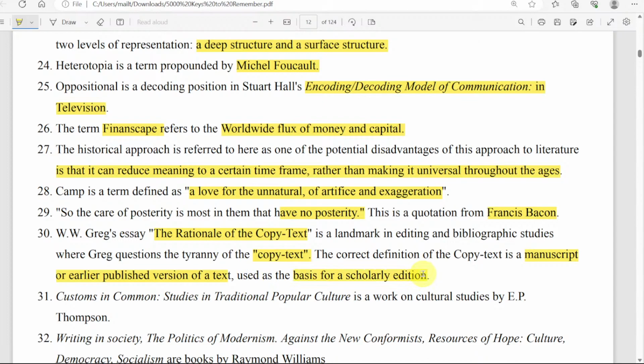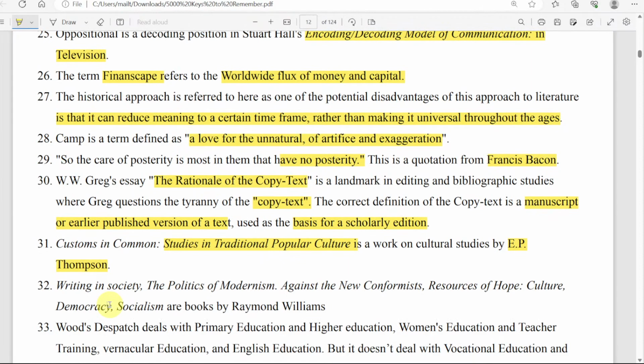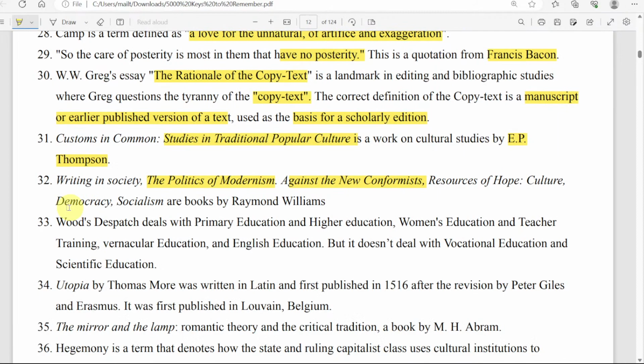And Customs in Common, Studies in Traditional Popular Culture, this is a work by E.P. Thompson. And Writing in Society, The Politics of Modernism: Against the New Conformists, and Resources of Hope: Culture, these are the books by Raymond Williams. Wood's Dispatch, as we know, deals with primary education and higher education, also women's education, teachers' training, vernacular education, English education, but it doesn't deal with vocational education. So that if they are asking, and also scientific education, they are all related to pedagogies.